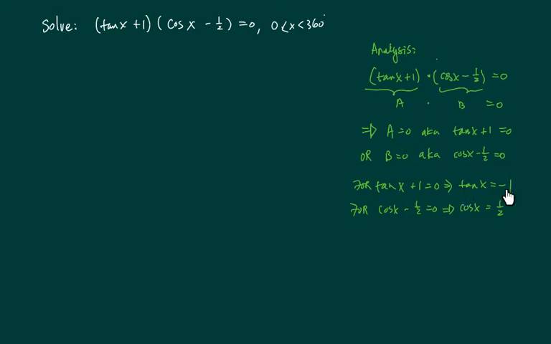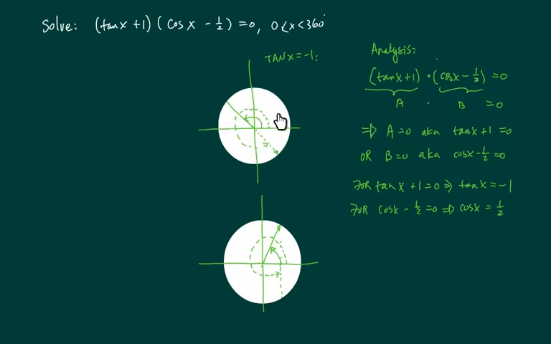So from here onward, we need to draw the curves to solve those two individual equations. Here I drew a unit circle. Tangent x equal to minus 1. Tangent is minus in the second quadrant and the fourth quadrant. So here's our first angle. Okay, this is the terminating side of this angle. Second one, of course, is still minus 1. It goes all the way around the circle.